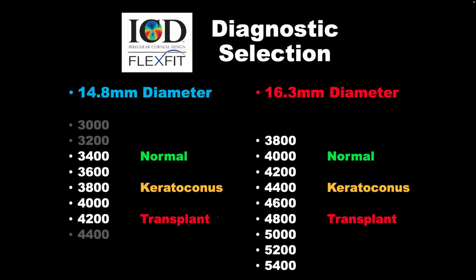So again, here's just a guide on what lens to choose according to the diameter that you're fitting. As you can see here, a transplant will go from 48 to 54. This will be the same for a keratoconus or a keratoglobus as well. And a normal eye of 4,000, 3,800. So this is just, like I was mentioning, a guide on what lens diameter to choose and what sag value to choose.